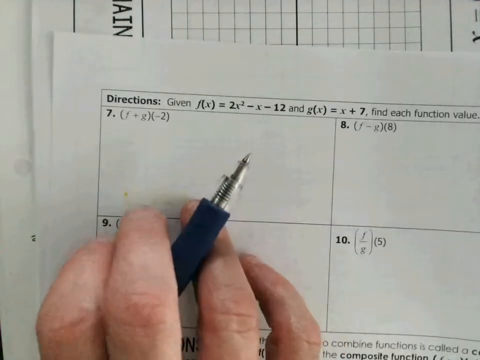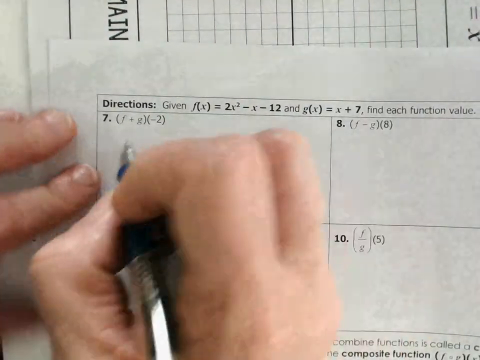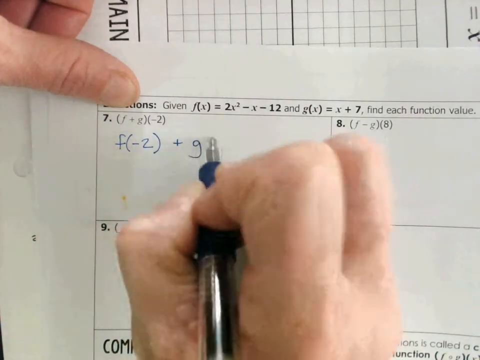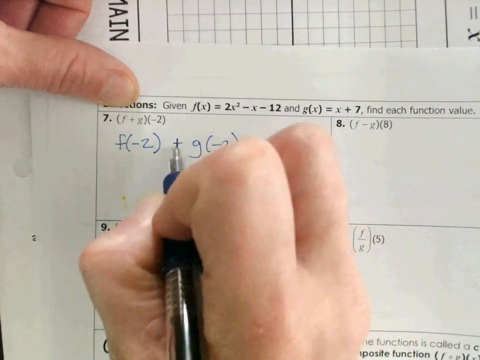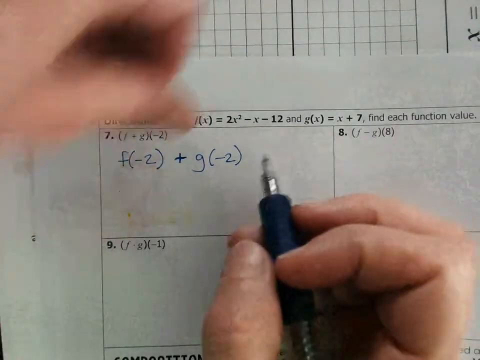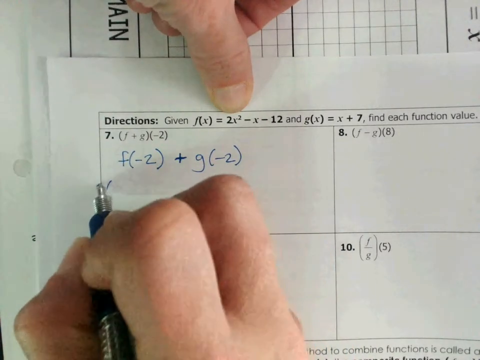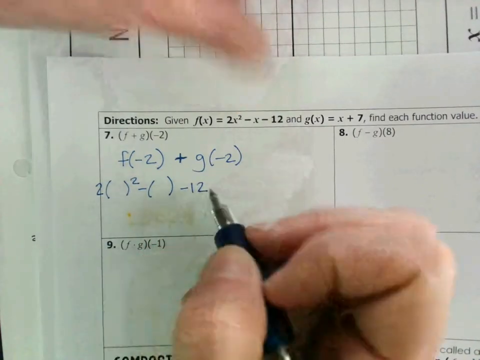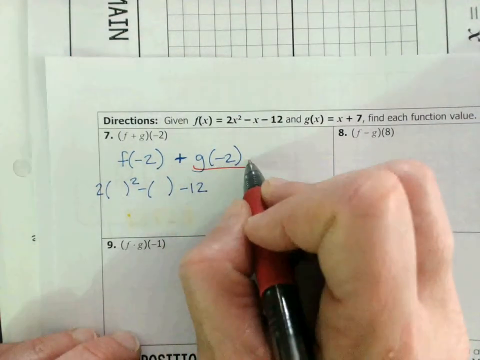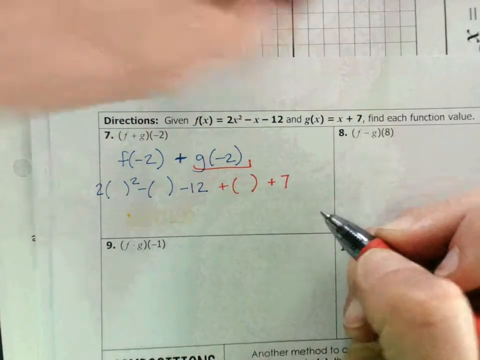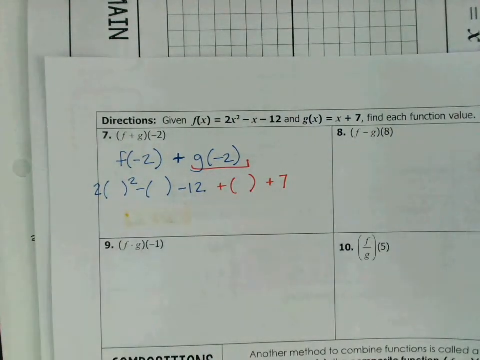Okay? So they're both having to be added together, so we're going to do f evaluated at -2 plus g evaluated at -2. And then we will add all of our answers at the end. Okay? All right, so f evaluated at -2. Draw your blankety blanks like you said. Here's f. So we have 2 blankety blank squared minus blankety blank minus 12. And then we have our g function plus blankety blank plus 7. And of course I'm going to put -2 in every single one of them.